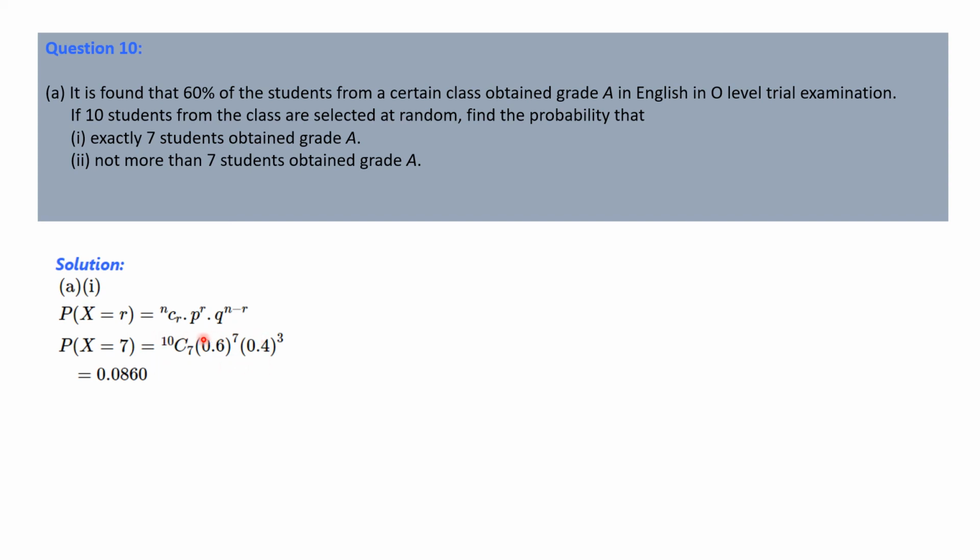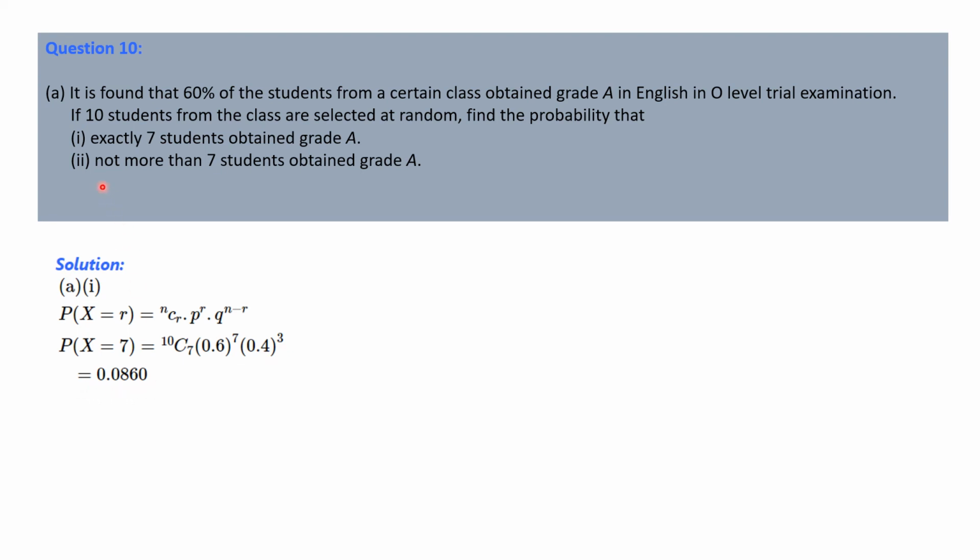We will have probability for x equal to 7 is equal to 10C7. Out of 10 students, we choose 7 to get A. So 0.6 to the power of 7 times 0.4 to the power of 3. So by pressing a calculator, you will have 0.0860.